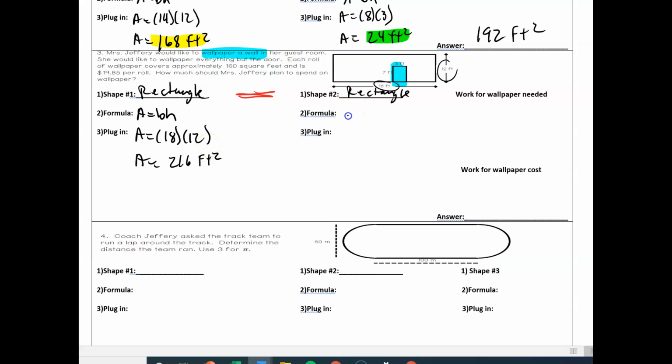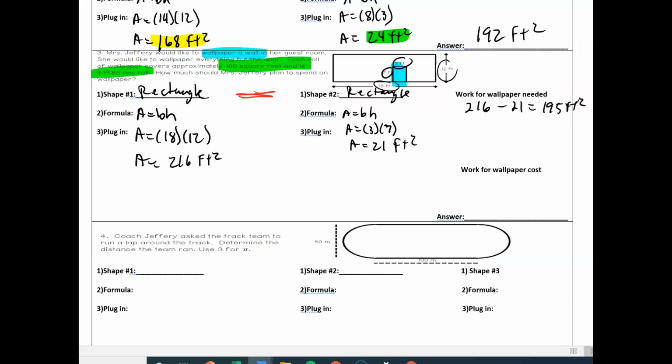Now we have to say, okay, I've got a door here that's a rectangle, and this door is 3 by 7. So 3 times 7 is 21 square feet. So the total area that I want to wallpaper is going to be 216 minus 21, which gives you 195 square feet. So now we got to go back into the problem, because one roll is going to give me 160 square feet, and it's going to cost me $19.85. Well, if I have 195 feet, 160 is not going to be enough, but 2 should definitely be enough.